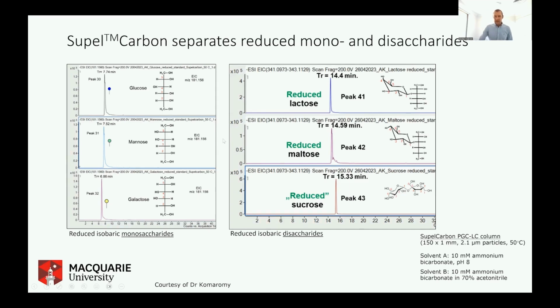We saw the same trend with reduced isomeric disaccharides. Here we were looking at lactose, maltose, and sucrose, showing a really strong separation between sucrose and maltose, and even subtle separation of the lactose and reduced maltose.